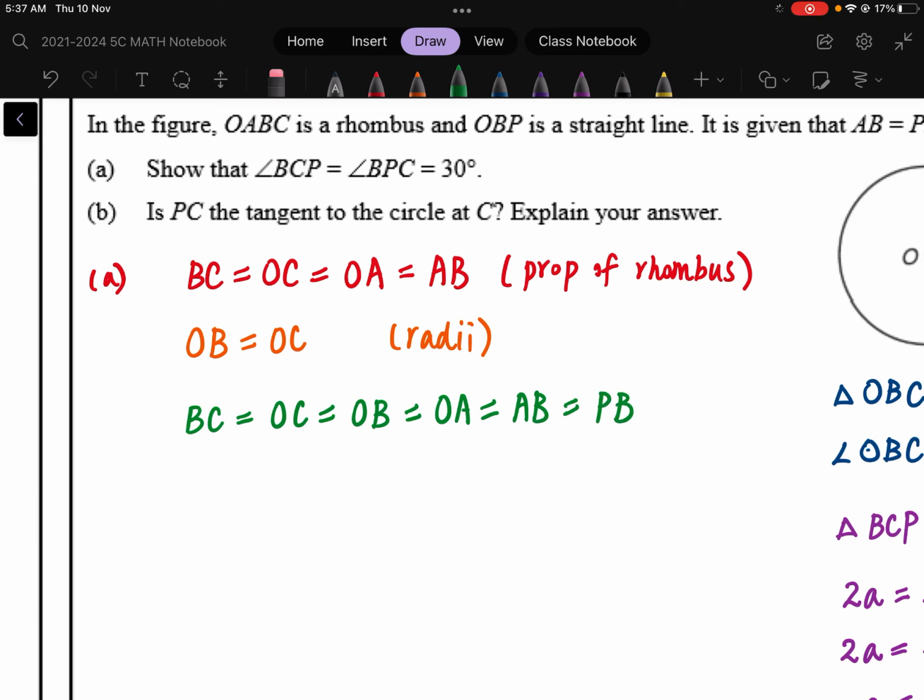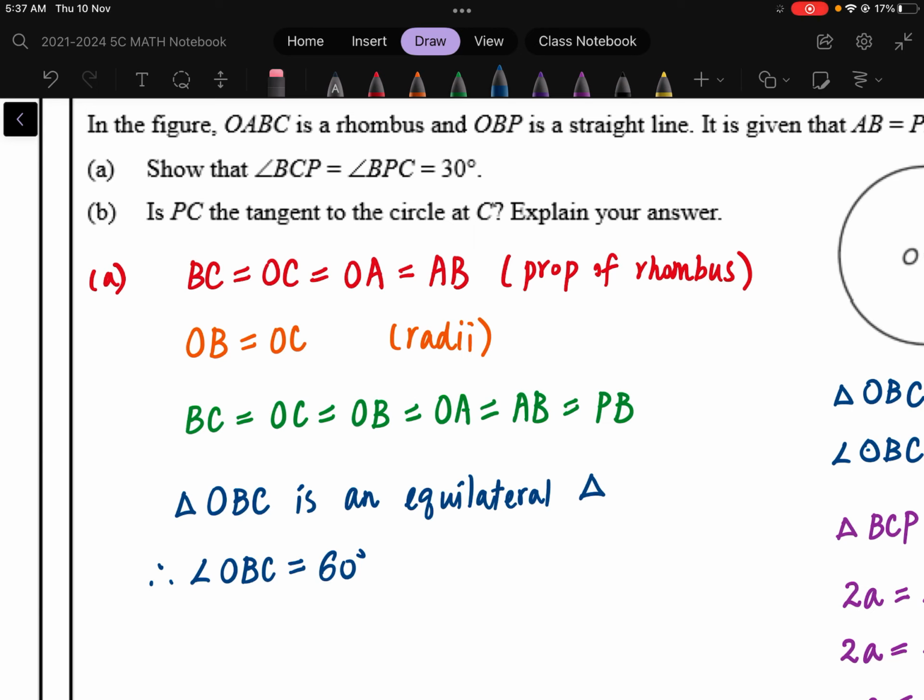So we have got these six sides equal. And just now we mentioned that triangle OBC is an equilateral triangle. Therefore, angle OBC is 60 degrees, because of property of equilateral triangle.